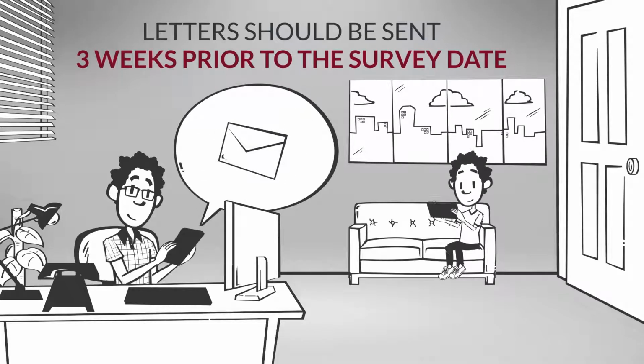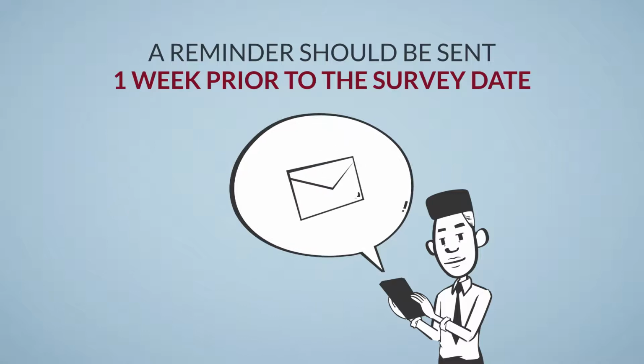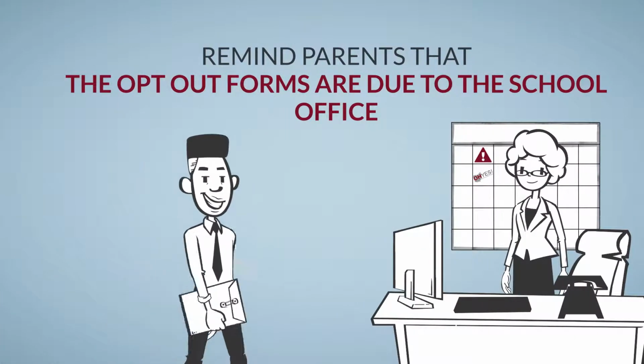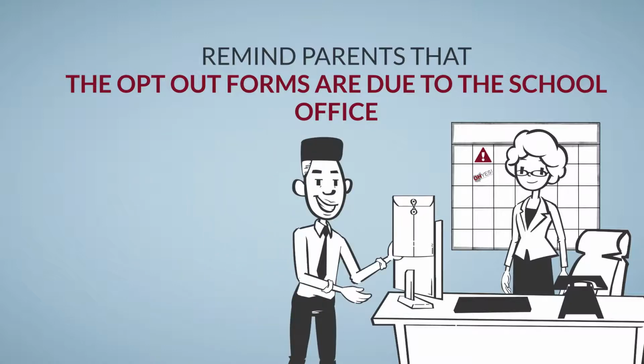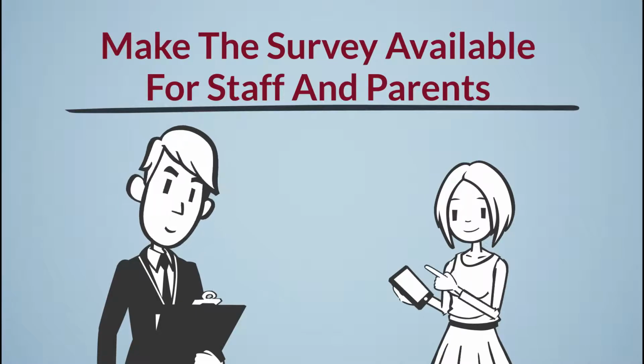The letter should be sent at least 3 weeks prior to the survey date. A reminder should be sent 1 week prior to the survey date to remind parents that opt-out forms are due to the school office. The survey should be made available for staff and parents to view.